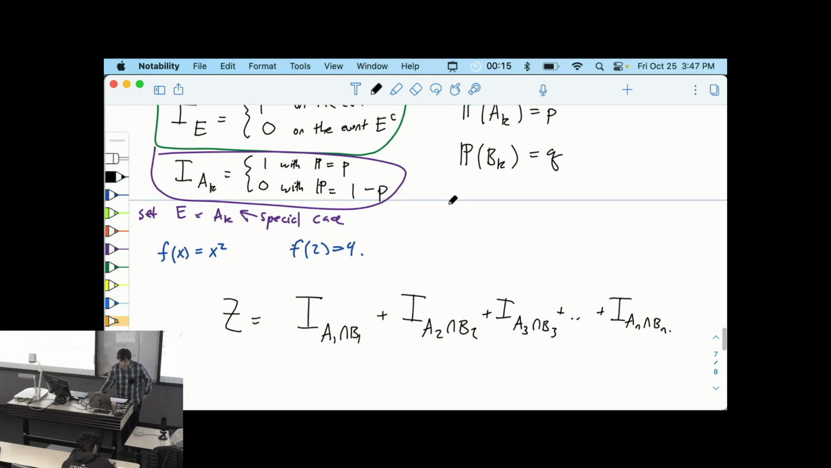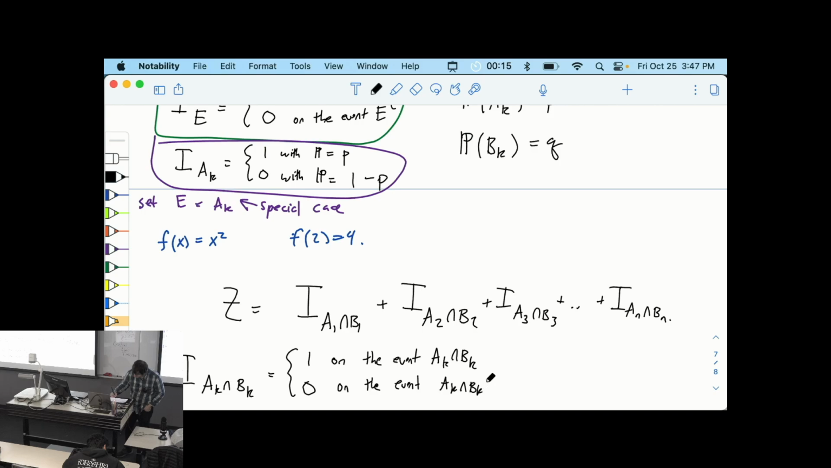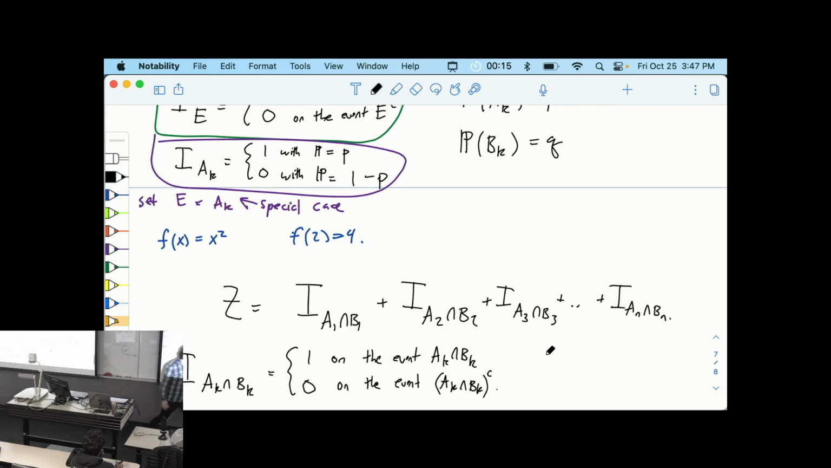So once again, maybe I'll write: the indicator of AK intersect BK is 1 on the event AK intersect BK, and it's 0 on the event AK intersect BK complement. So if Alice and Bob both found it, it's 1. If that's not true, then it's 0. Okay, so that's Z. You guys with me so far?